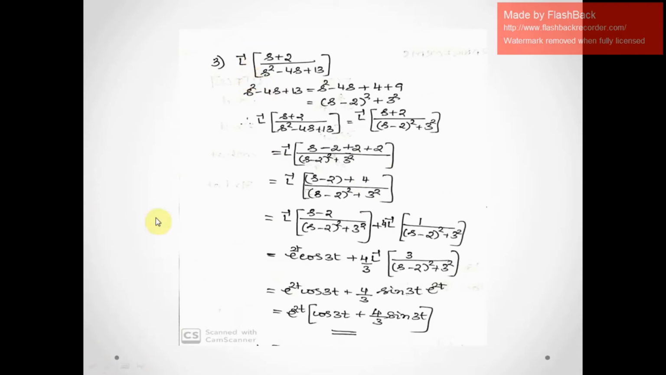Third one looks a little bigger. L inverse of s plus 2 by s square minus 4s plus 13. Now this does not look like anything we have in the standard formula. Numerator we can handle later. Our denominators have only s square plus a square or s square minus a square, so I don't have this kind of term in any standard formula. So we'll take this term and we will try to complete the square. s square minus 4s is there, so a square minus 2ab format is already there. I need a b square over there.